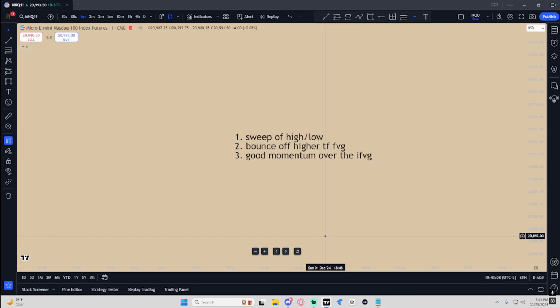All right, so just to quickly go over everything that we learned from this video. To sum it up, nice and easy, we pretty much want to see a sweep of a higher low with a nice reaction off of it, a bounce off of a higher time frame PD array, and good momentum over the IFVG, and then just simply targeting the next high or opposing liquidity.